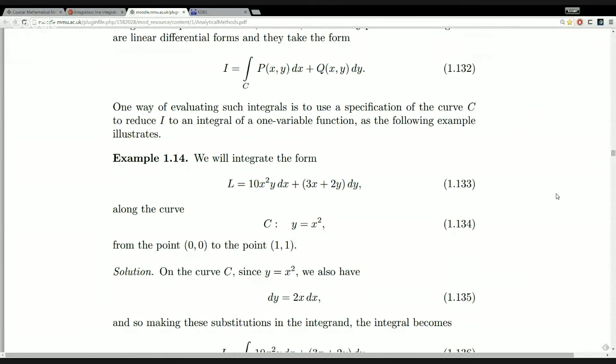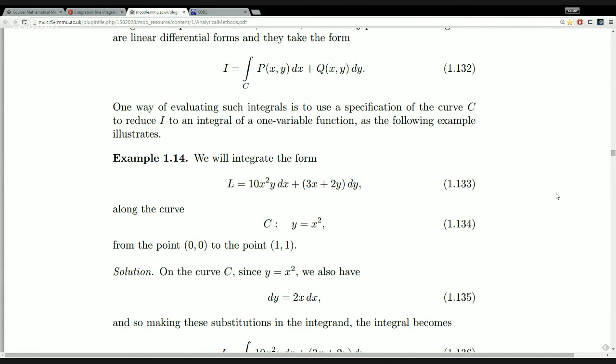Now we'll return to this example in a moment, and we'll integrate it along a different curve between the origin and the endpoint 1, 1, and we'll make an observation there about how the value is not preserved. Okay, so that was example 1.14.